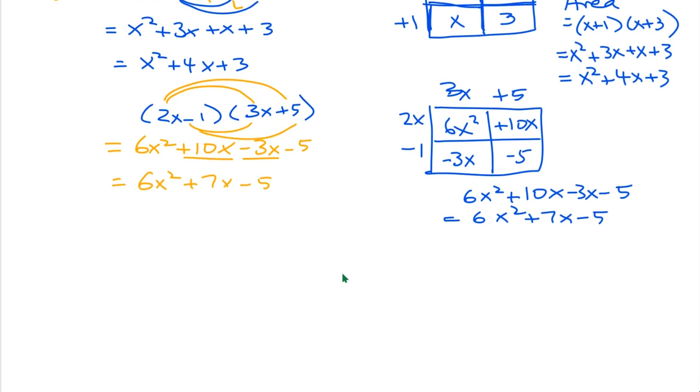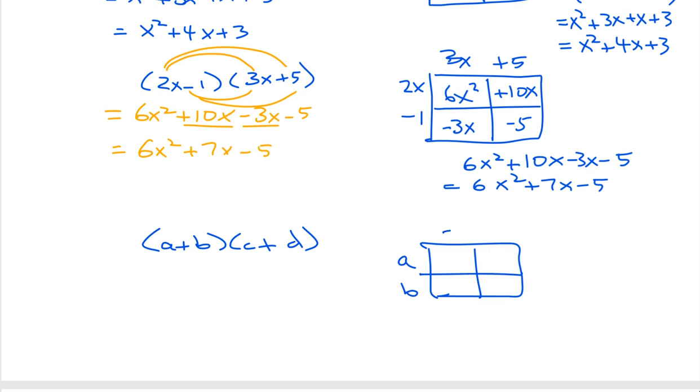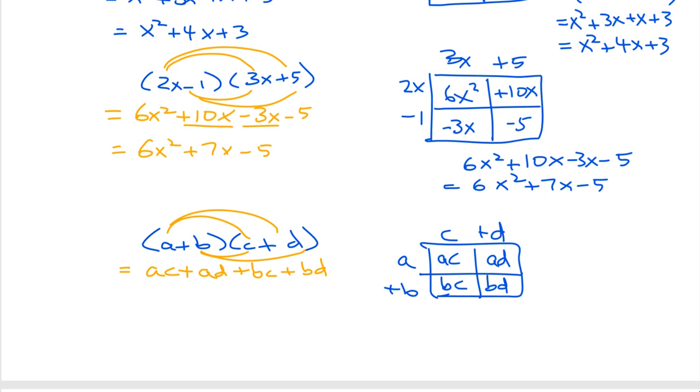Shall we do it in general? If I have 2 brackets, a plus b times c plus d. Okay, no numbers, just letters. Right? Area model. This is a, b, this is c and d. You can put the plus if you like. First bracket is AC, second bracket AD, third bracket BC, last bracket BD. Using distribution, A times C, AC, A times D, AD, B times C, BC, B times D, BD.